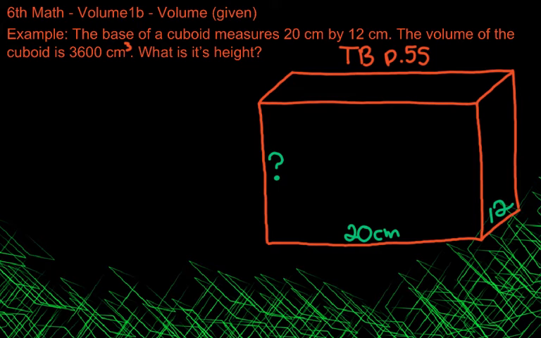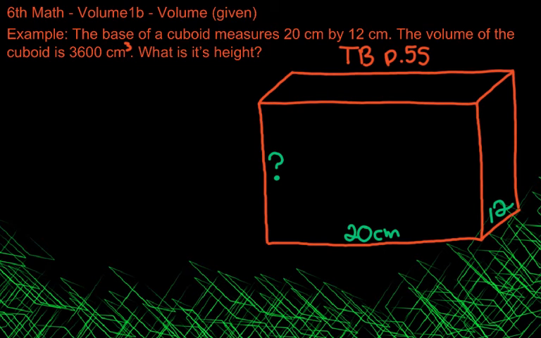And this example is in textbook page 55. The base of a cuboid measures 20 centimeters by 12 centimeters, as you see in this picture. The volume of the cuboid is 3,600 centimeters cubed.